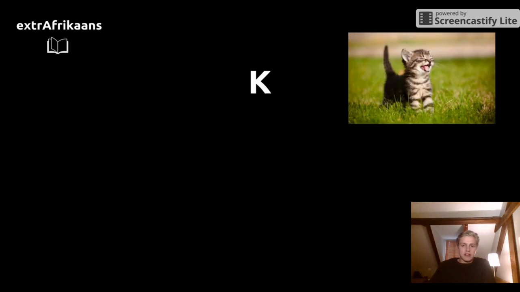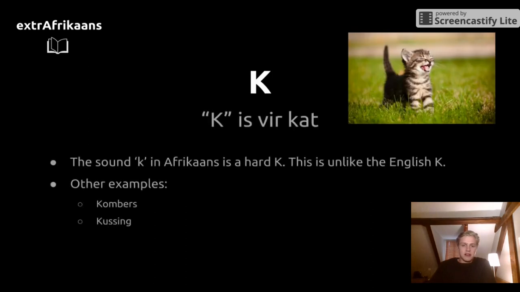Next, we have K. K is for cat. The sound K in Afrikaans is a hard K. It's somewhat unlike the English K. It's harder. It's more aspirated. K, cat. Other examples with the sound would be kombers or kussen.